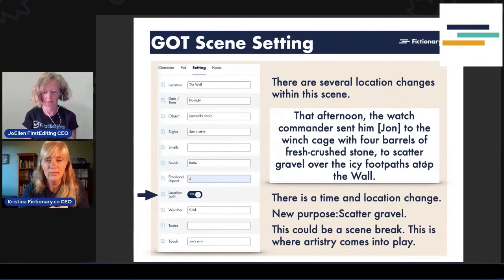So not only is it leading us into there's a time and location change, there's also a little entry hook here right into the next piece of this scene. And the new purpose is just he's got to go gravel.